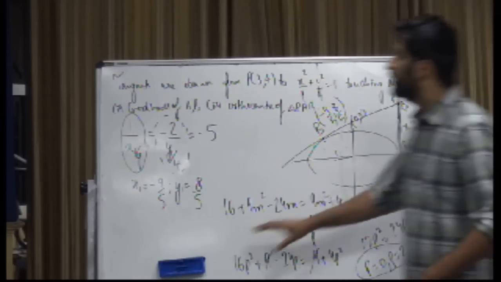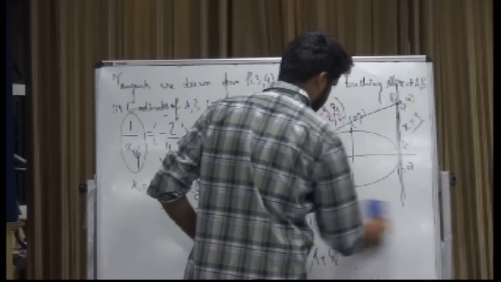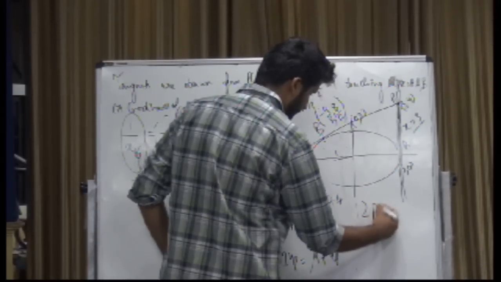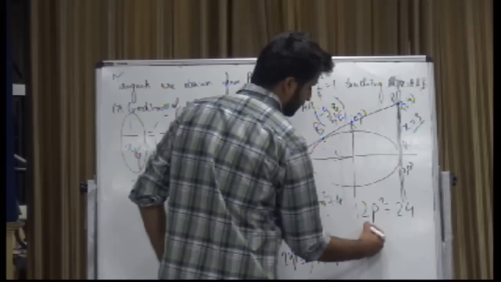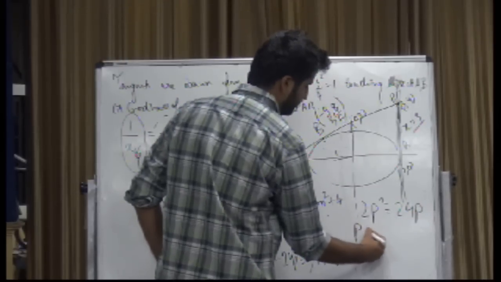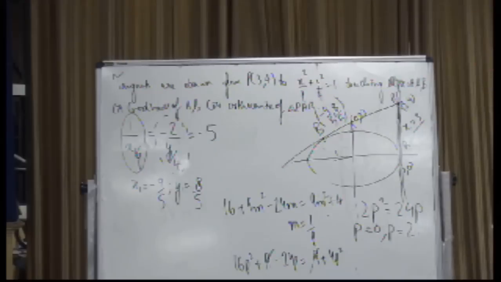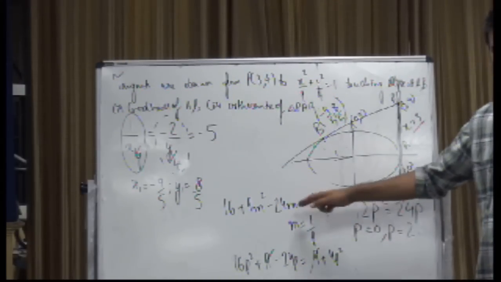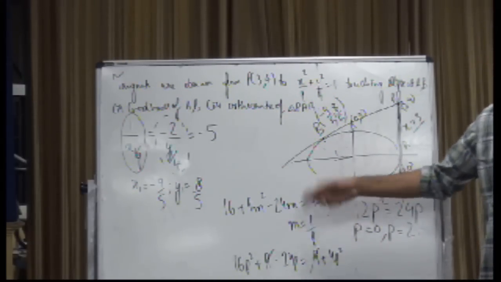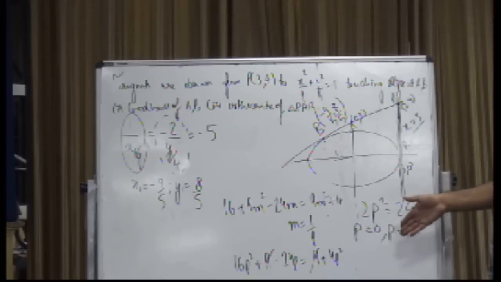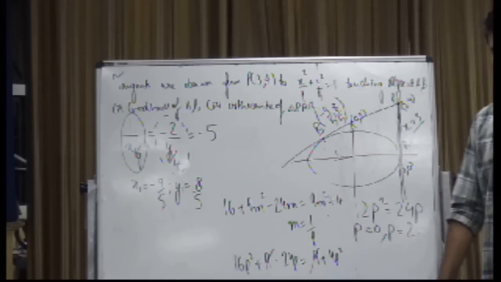Sorry, I think this is not visible. So from here you get 12 p square is equal to 24 p. So p is equal to 0 or p is equal to 2, right? So if p is equal to 0, 1 upon m will be equal to 0, which means m is not defined, infinity. Hence this tangent, the other tangent will be of the slope half. Can you do the next one?